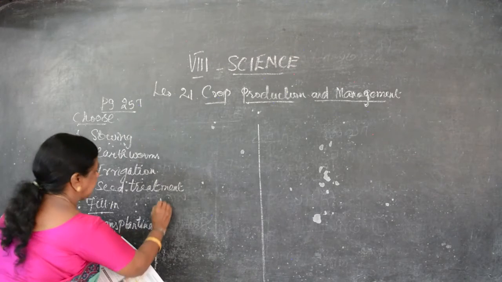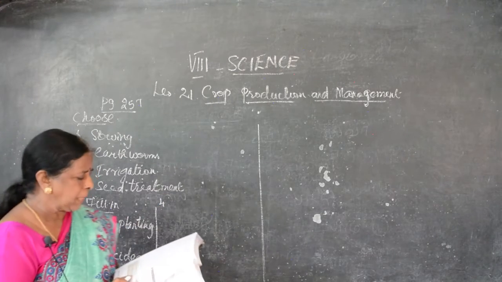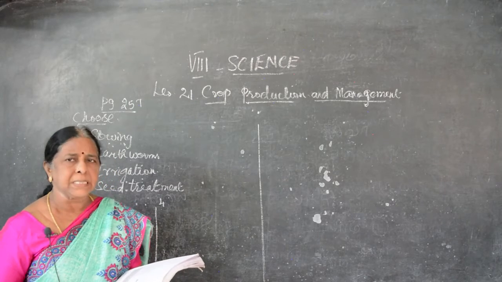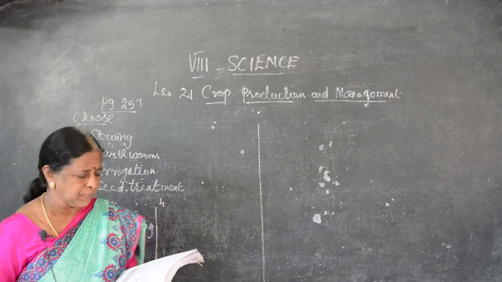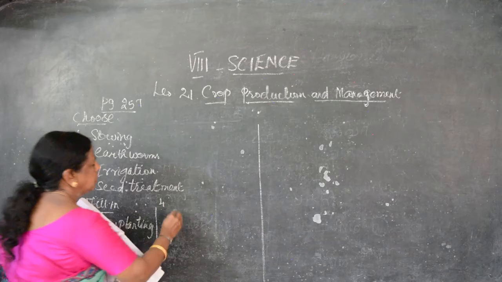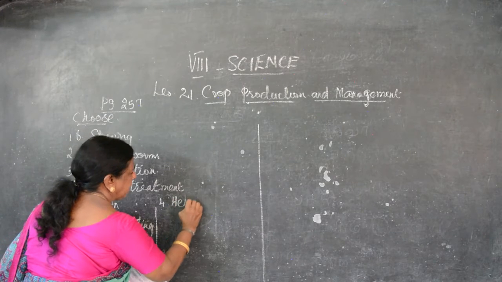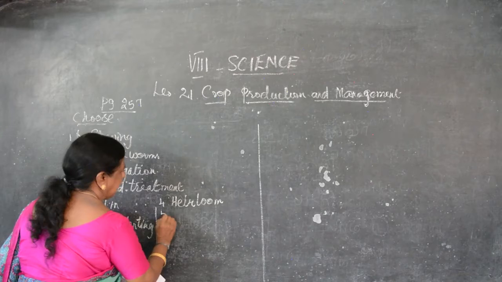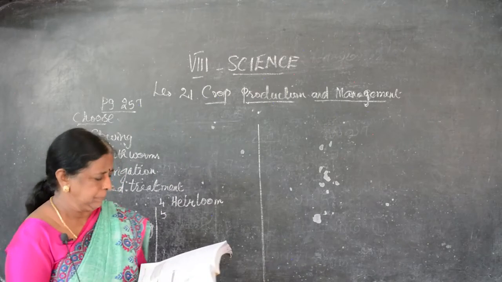The fourth one is dash seeds transfer the unique characteristics to the descendants. Descendant means what? Next generation. That is heirloom. H-E-I-R-L-O-O-M. Heirloom seeds.